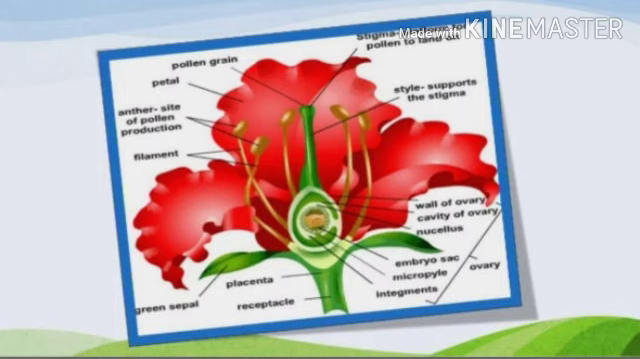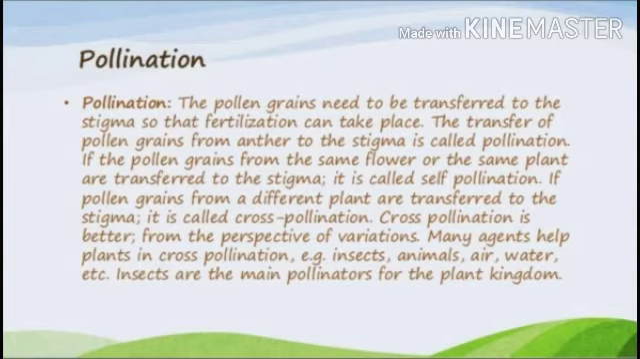Here you can see the male reproductive part, which is stamen, present at the side, and in the center the female reproductive part is there, that is gynoecium. Now pollination. The pollen grain needs to transfer to the stigma so that fertilization can take place. And what is pollination? The transfer of pollen grains from anther to stigma is known as pollination.